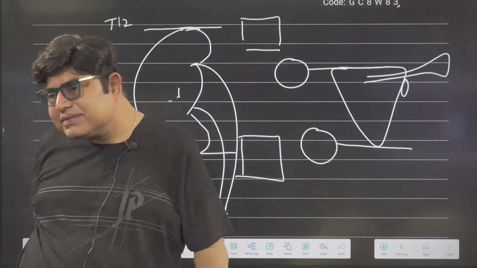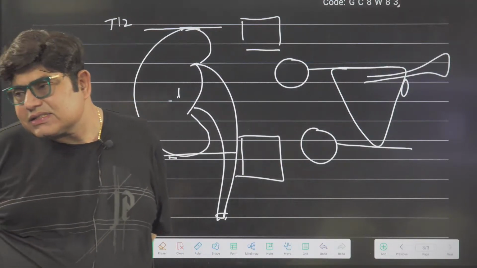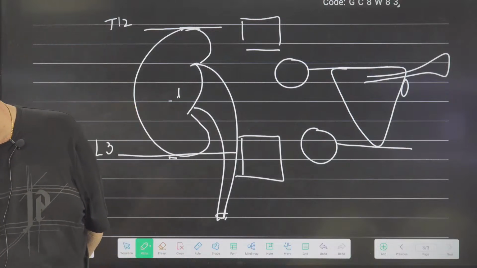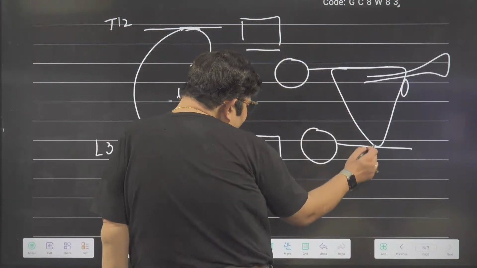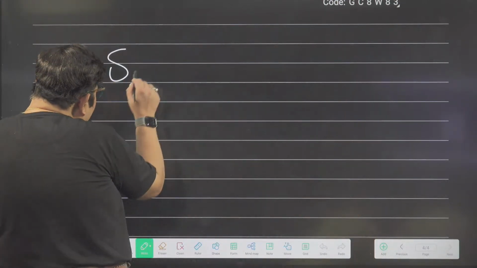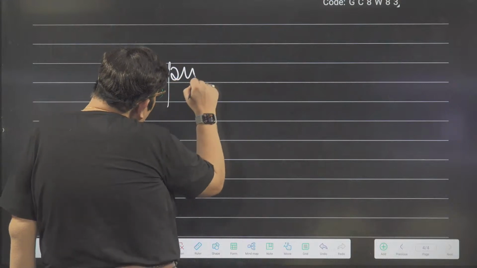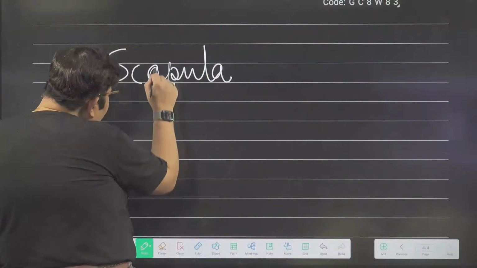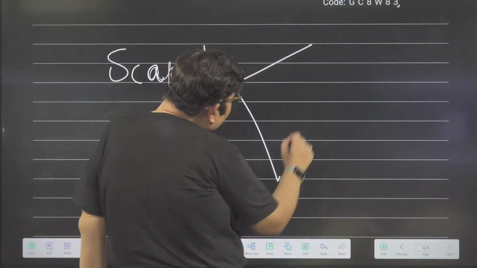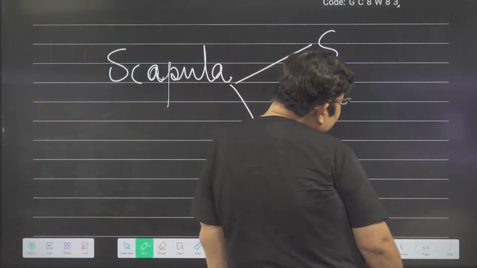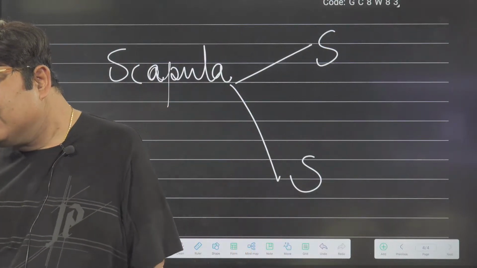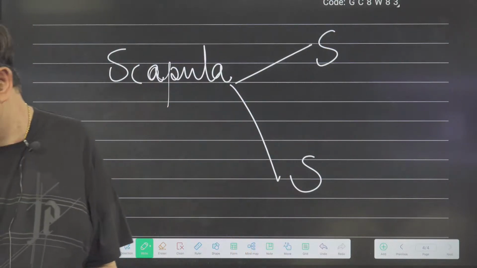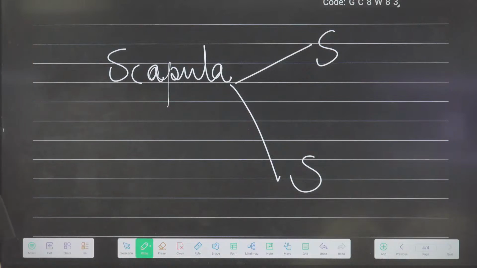And finally comes the scapula. Upper and the lower level of scapula. Come on, bachcho. Scapula. From the level of dash to dash. Yes, very good. T12, L3 is perfect for kidney.